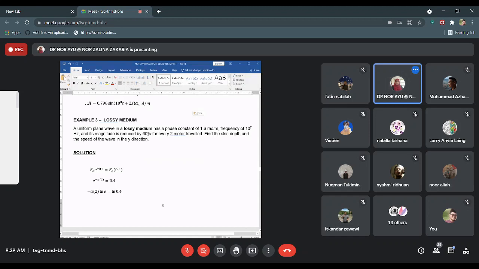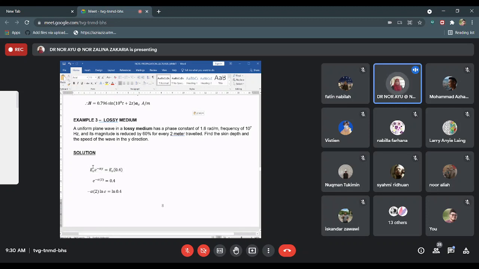Reduce by 6 every travel. So this one you read back to your part. So this is your amplitude part where you have E naught equals epsilon negative alpha y. So alpha is what you want to find, right? What is the value of alpha?